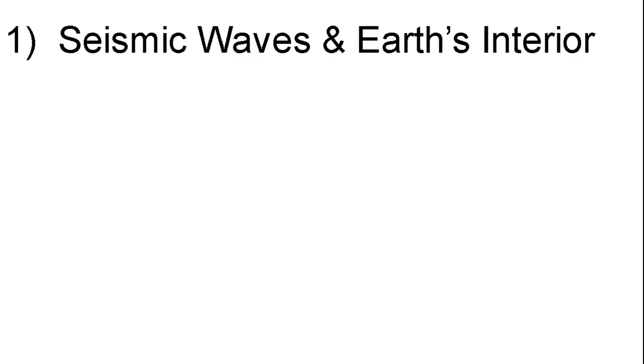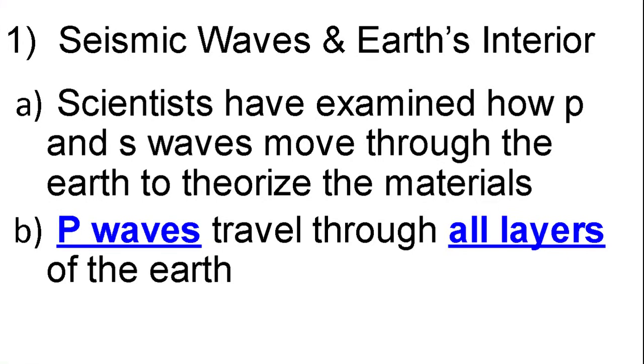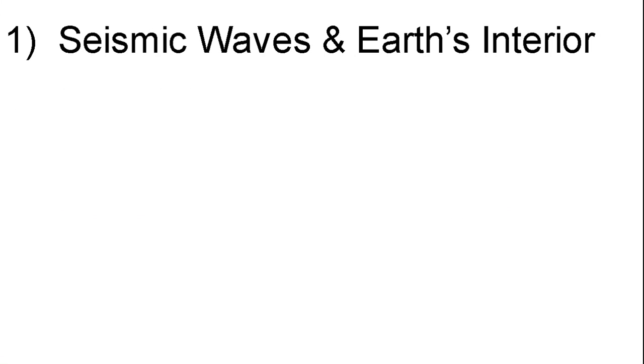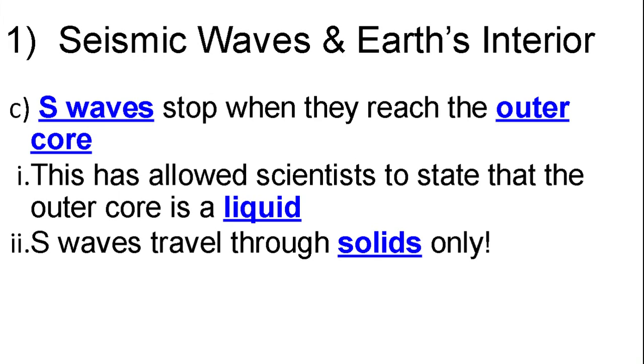So, the reason I had you all do that graphing seismic waves activity was so that you could model what real life scientists have done, in that they've analyzed and looked at how P and S waves travel through the Earth to help them come up with a working model of the different layers of the Earth. They could see that the P waves traveled through all layers of the Earth, but the S waves stopped when they reached the outer core. And remember, S waves travel through solids only. So if they aren't traveling through the outer core, this allowed them to infer that it was a liquid.